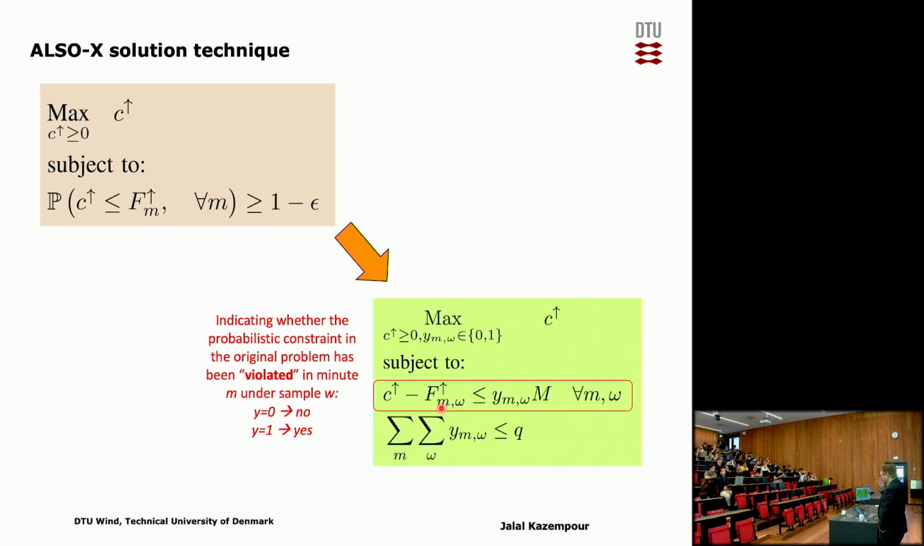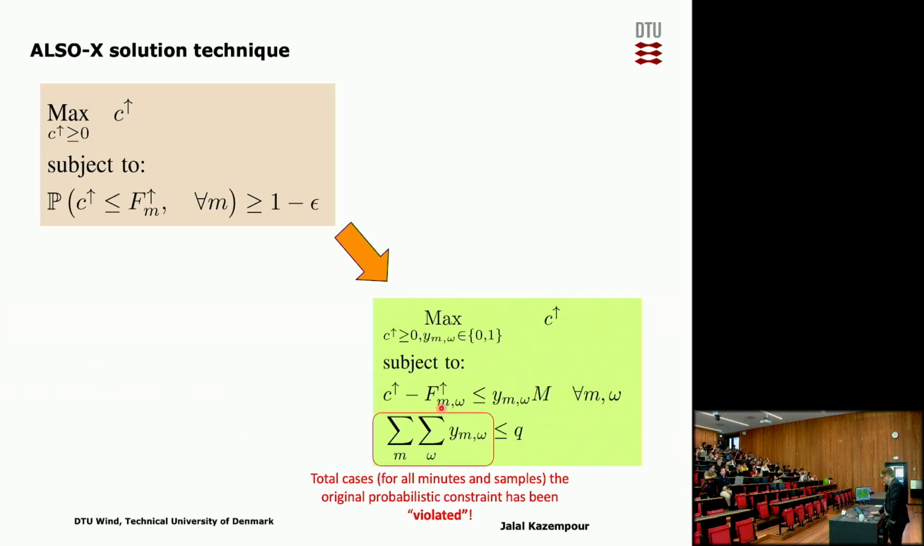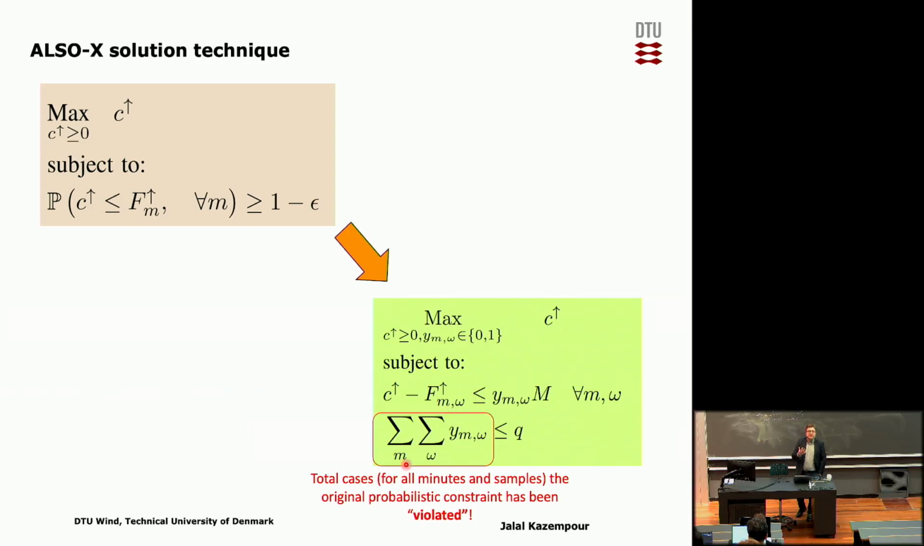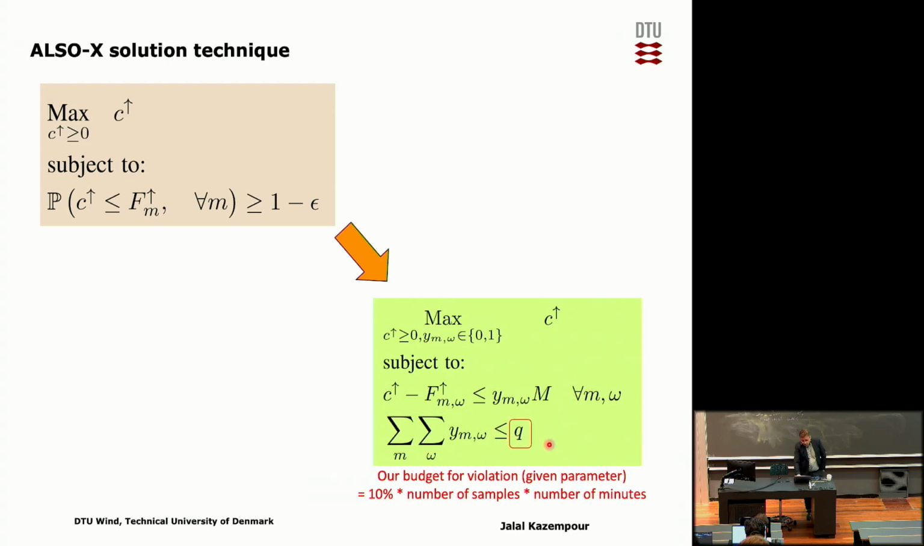For the cases that we have a violation, we constrain that it must not be higher than the number that we have from the requirement. Exactly. This is our budget: how many times, for how many samples and minutes, we can violate the constraint. So here, the left-hand side of the constraint calculates for different minutes, different scenarios, how many times we violate the constraint, and it should be lower than or equal to Q. Q is our input. It's our violation budget.